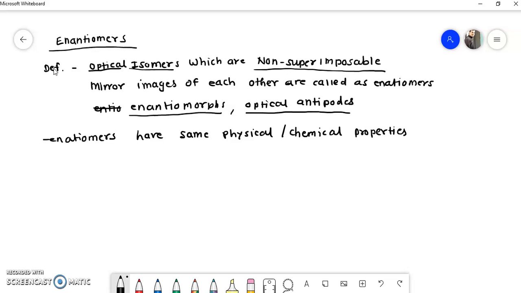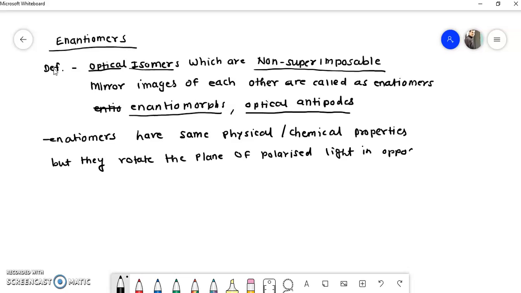So what is the difference between a pair of enantiomers then? They have the same physical and chemical properties, but they rotate the plane of polarized light in opposite directions. This is very important. The difference between a pair of enantiomers is that they rotate the plane of polarized light in opposite directions.